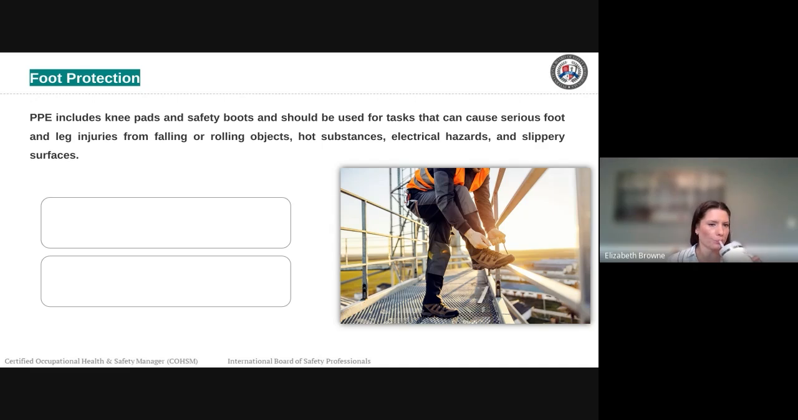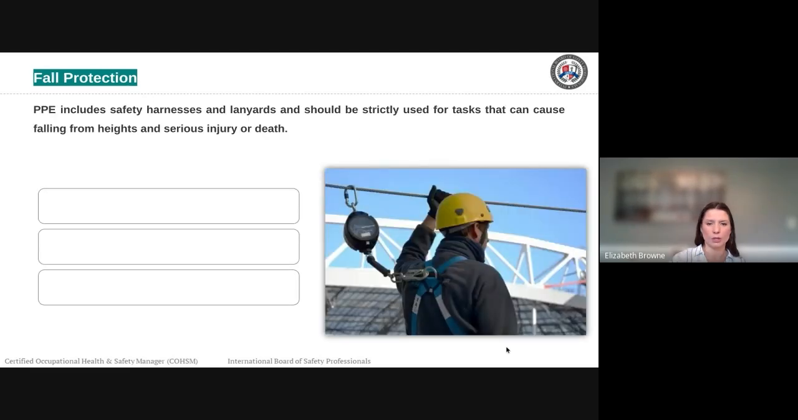And then, we want to have a good sole and have our shoes in good condition for working around slippery surfaces and to ensure that we have a good footing.